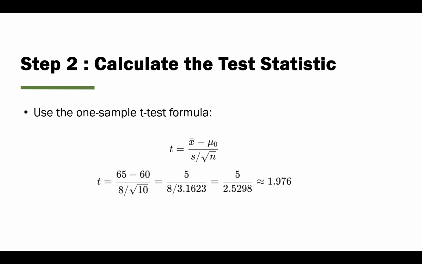This is the formula for our one sample t-test. We are just going to put in all the values, and I would encourage you, when you have time, to practice these questions also. Sample mean 65 minus population mean 60, divided by the sample standard deviation 8 divided by the square root of the sample size, which is 10. This comes out to be 1.976.